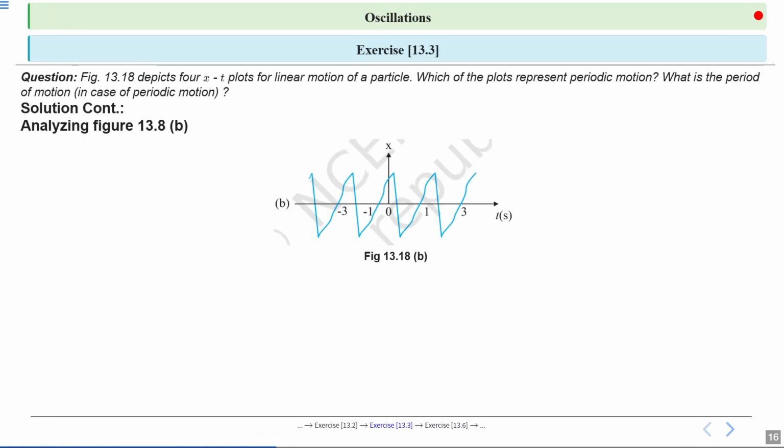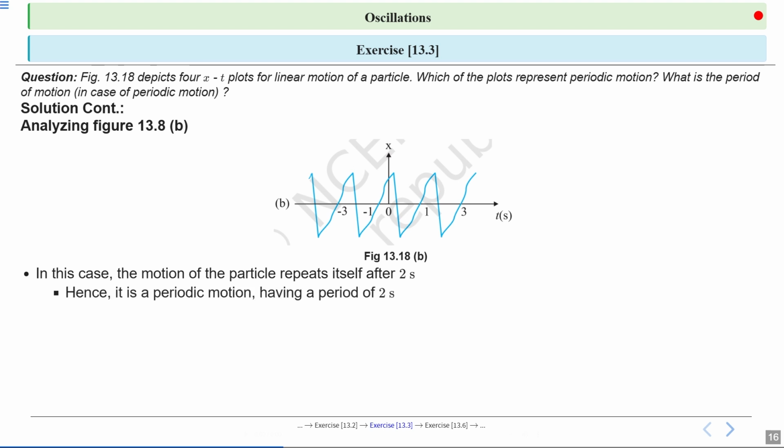Now, analyzing figure 13.8b. In this case, the motion of the particle repeats itself after 2 seconds. Hence, we can conclude that the motion shown in figure 13.8b is indeed periodic, and its period is 2 seconds. The period is the time it takes for one complete cycle of motion. Here, that's 2 seconds, which we write as T equal to 2 seconds.